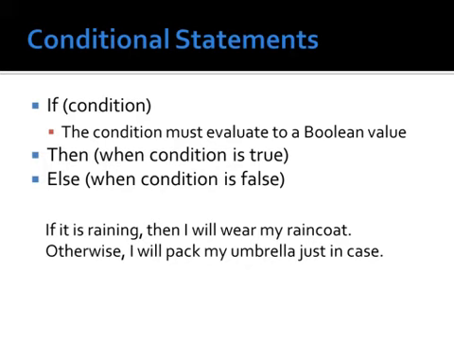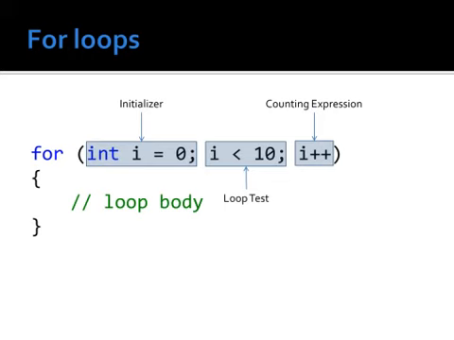Now on to iteration. Iteration is the repetition of a sequence of instructions in a computer program until a result is achieved. There are three types of loops. The first we will discuss is the for loop. As you can see, we have an initializer where we set int i equal to 0. Then we have the loop test, where we check to see if i is less than 10. And finally we have the counting expression, which increments i by 1.